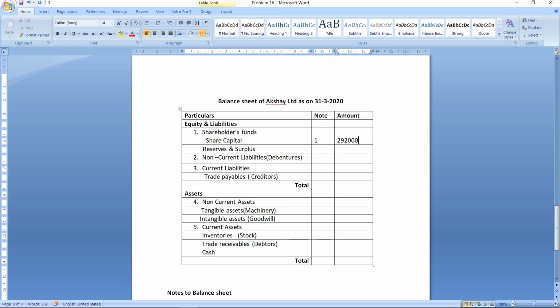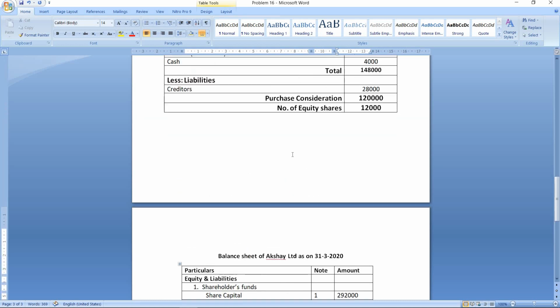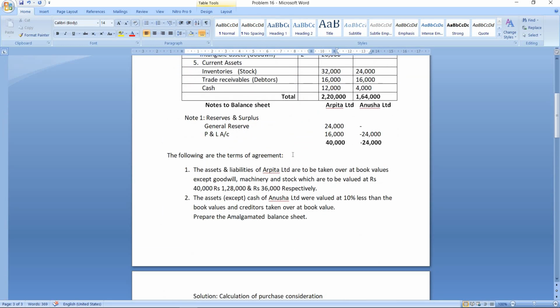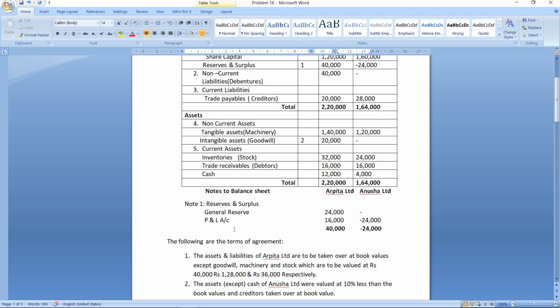Now next is reserves and surplus. Now because this is purchase method of amalgamation, the reserves of transferor company are not shown in the books of transferee company except for some statutory reserves. Now no such information is given in the problem. Only general reserve and profit and loss account is given. There are no statutory reserves which are to be continued by the company. So that we will not take.